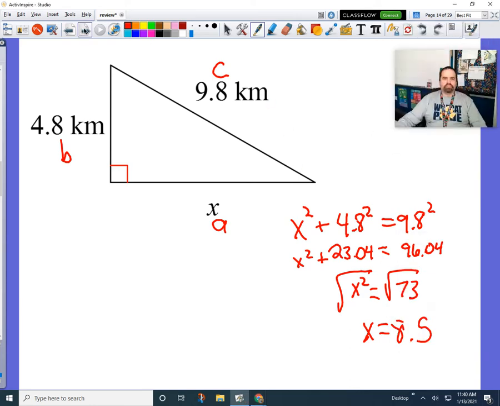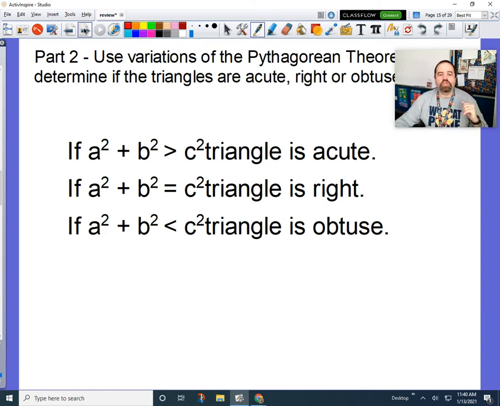There you go. Okay, this next part, you can use variations of the Pythagorean theorem to determine if triangles are acute or obtuse also. This basically comes down to how the c squared number compares to the first half. If the c squared is smaller, it's an acute triangle, acute angles. If the c squared is equal, it's right. If the c squared is big, it's obtuse. And if you kind of know what these words mean, acute have small angles, so the c squared is small. Obtuse triangles have a big angle, so the c squared is big. Pay attention to those little clues.